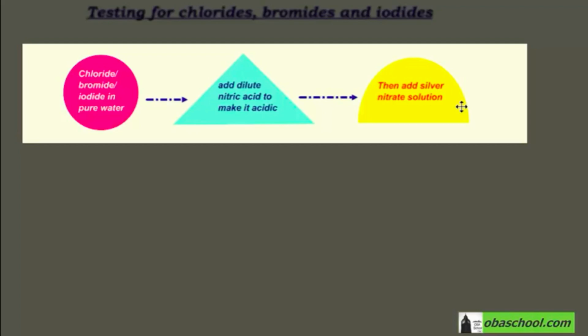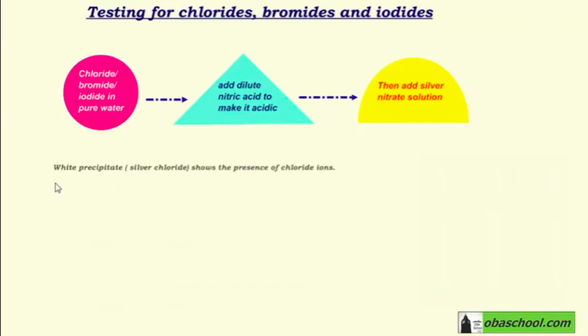So let's repeat. If I want to do a test for chloride, first of all, I will put chloride in pure water, as we said here. Then we're going to add dilute nitric acid to make it acidic. And lastly, we're going to add silver nitrate solution. As a result, white precipitate, which is silver chloride, shows the presence of chloride ions.